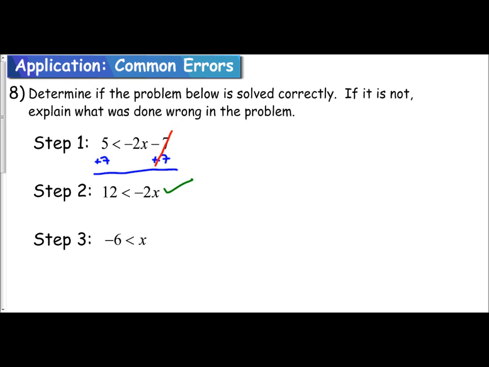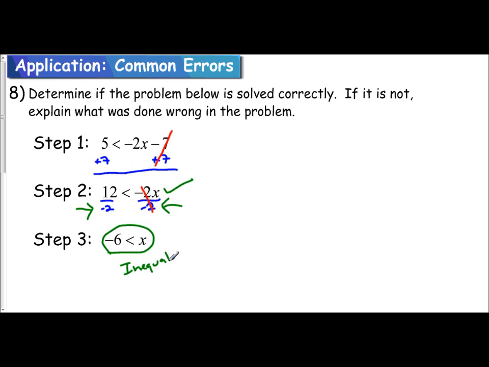Now when I look at the next step, to get rid of the coefficient, I would divide by a negative 2. 12 divided by negative 2 is negative 6. The negative 2 over negative 2 cancels. So the work here says negative 6 is less than x. Now what's wrong with this inequality statement is at this point in the problem, I divided by a negative, which, when you divide by a negative, your inequality symbol is supposed to flip. And so the problem occurs in step 3.